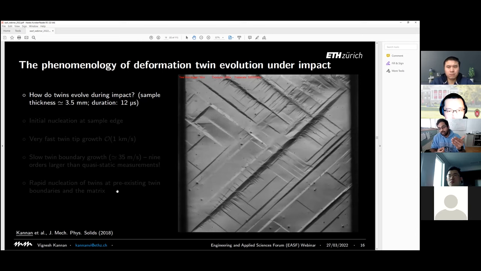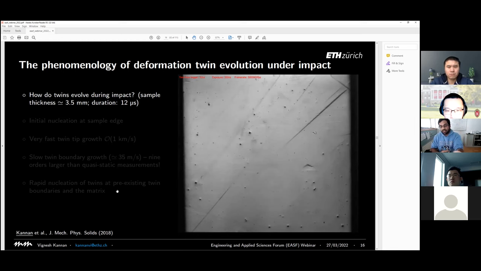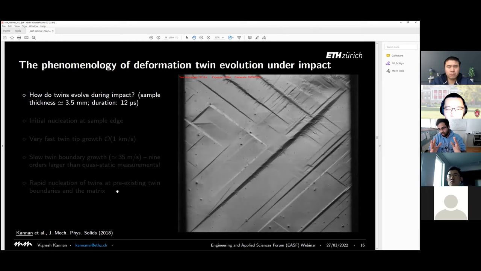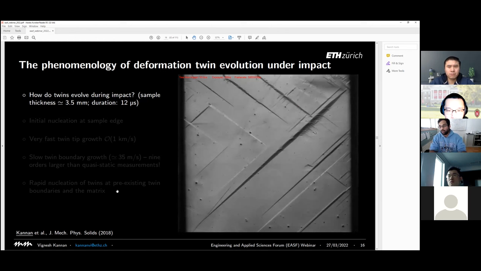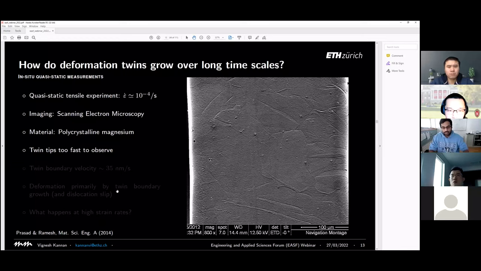Another way in which we can confirm that what we're seeing are actually twins is by doing recovery experiments. I have not shown that data here, but we stopped the experiment at a given strain, took the sample out, and took it to an electron microscope. There we can map the crystal orientations as a function of space, and confirm that these have an orientation that we know is a twin. Very similar to the experiments I showed you early on with our collaborators at Johns Hopkins.